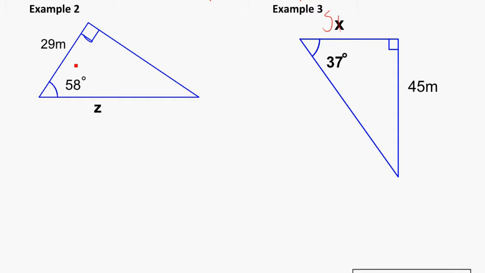So I'll notice that I've got a 29-meter side, and that is actually going to be the adjacent side because it's touching. It literally rubs up against the angle I've been given, so that's an adjacent. And then the z is actually a hypotenuse because it's across from the right angle. It's the longest side of the triangle.